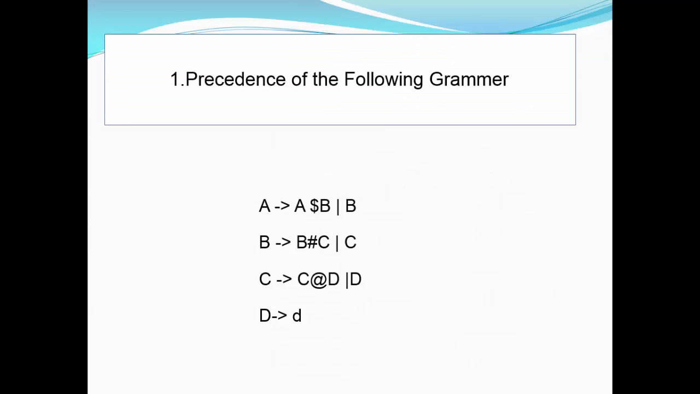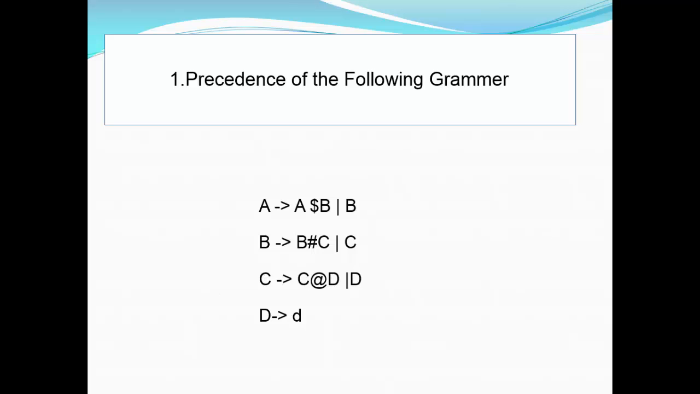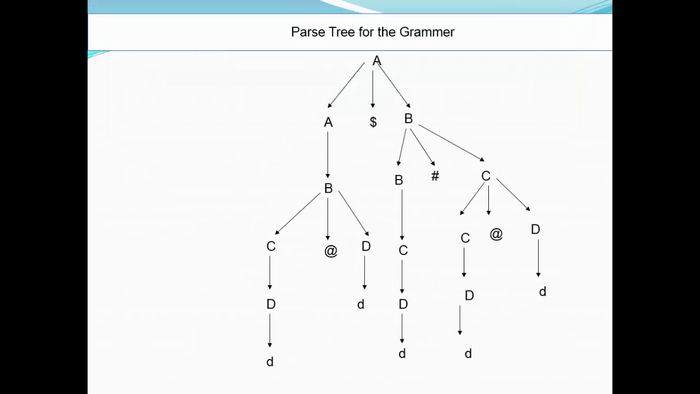For A, A tends to A dollar B. Now A is converted to A dollar B. Now again B is converted to B slash C. Now from A is converted to B, right? B is converted to B slash C. From that we can see B slash C.